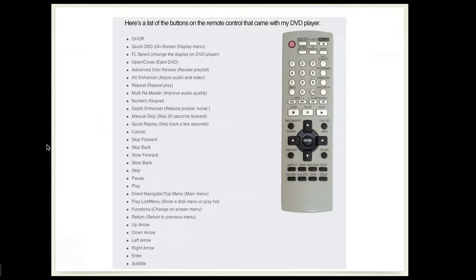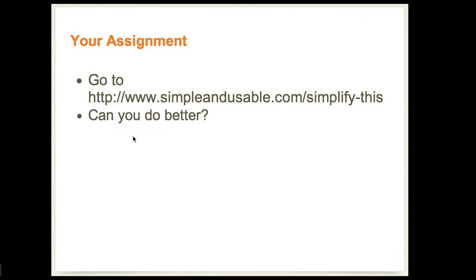So here's a screen from a website that I'm going to send you to in a moment called Simple and Usable, which is a great book that you should consider looking up. The author has a Simplify This challenge. He has a picture of the remote that came with his DVD player and a list of all the functions on it. He found it nearly impossible to use. And he challenges his readers to have a look at it and see if they could come up with a better way to configure it. So your assignment is to go to simpleandusable.com, simplify this, and see if you can do better.